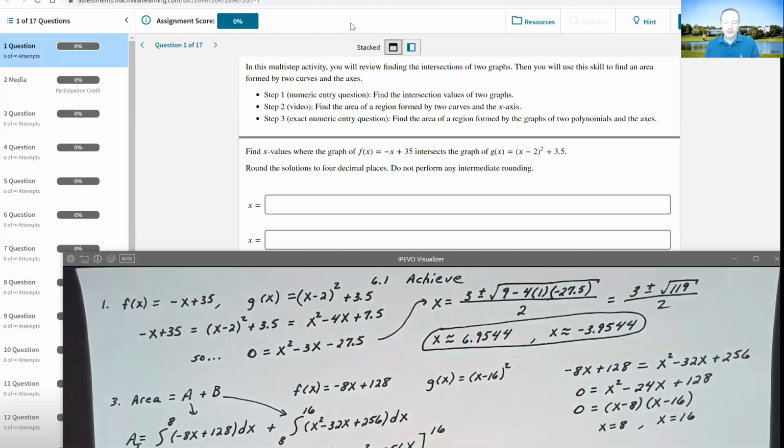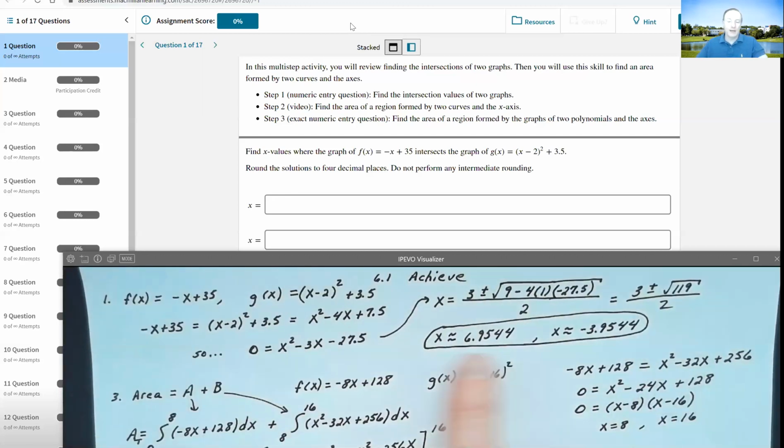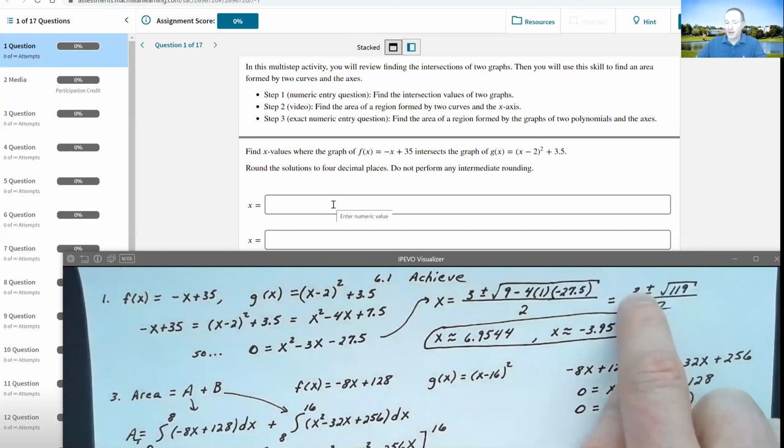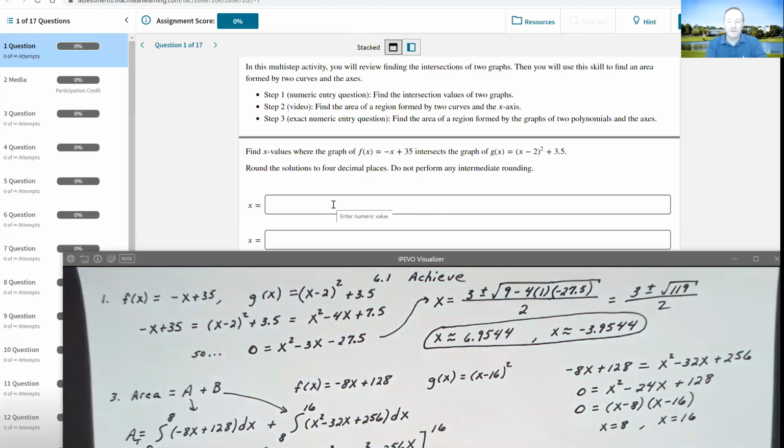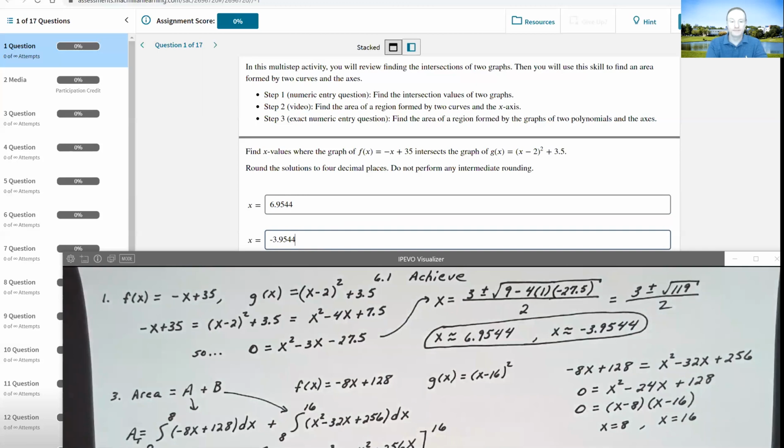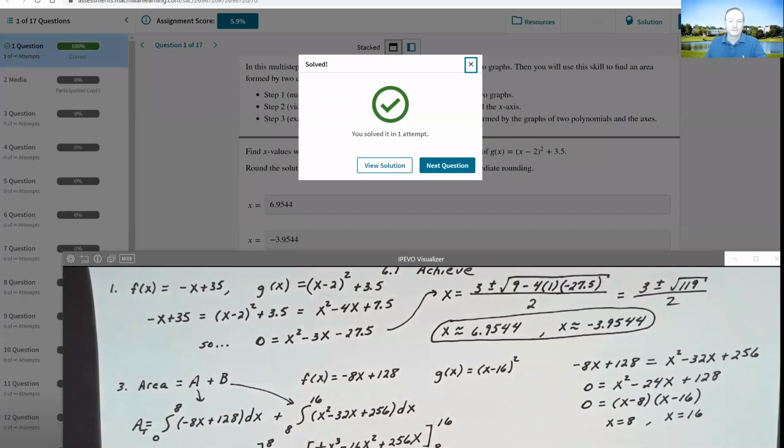When I did each of those, you'll see the answers I got down here, the 6.9544, and it specifically asked me to round to 4 decimal places. A lot of times it'll ask for an exact answer, so I'm surprised it didn't want the 3 plus the root of 119 over 2, and then the 3 minus the root of 119 over 2. But we'll follow the directions and do 4 decimal places, so 6.9544 for one x value, and the other negative 3.9544 should be what they're looking for. Check that, and it likes it.